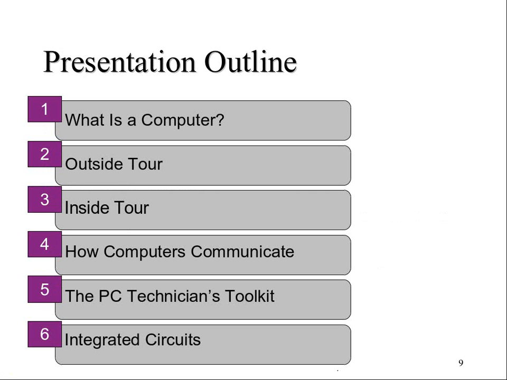I've divided this presentation up into 6 parts. The first part is called What is a Computer? The second is an outside tour of the computer. 3 is an inside tour of the computer's parts. 4 is how computers communicate both inside and outside. And number 5, the PC Technician's Toolkit. And finally 6, integrated circuits, or the chips inside of a computer.